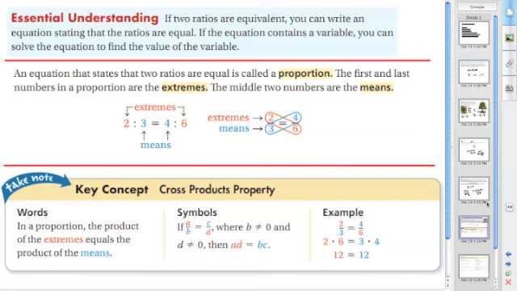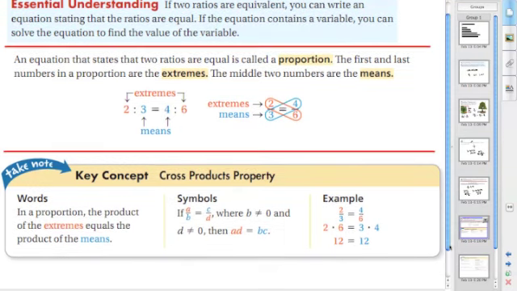So here's an essential understanding. If two ratios are equivalent, you can write the equation stating that the ratios are equal. Here you're going to talk about proportion. A proportion is when two ratios are set equal to each other, or two fractions set equal to each other. You have your means and extremes. Your extremes are on the outside, your means are on the inside. And here you do your cross product.